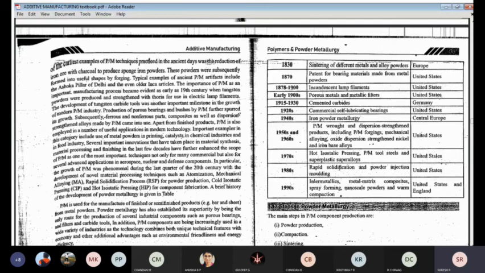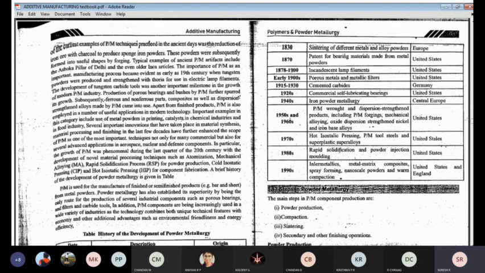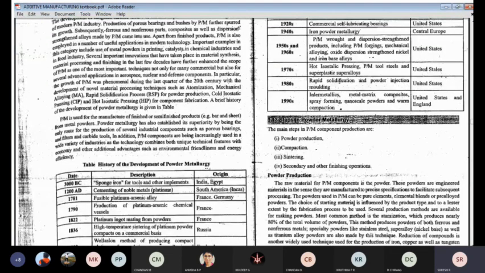Now we're going to look at the main important steps in the powder metallurgy process. These are the four important steps, and this is very important for the examination as well as from your IA point of view. The steps involved are: first, powder production; then compaction; sintering; and the secondary and other finishing operations. So these are the four important operations involved in the powder metallurgy process. This is a very important concept.